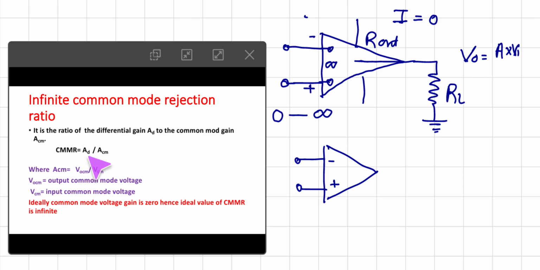So CMRR is the gain with differential input to the gain with common mode, where ACM, the gain, is Vout upon Vcommon mode. Here Vout common mode is the output common mode voltage, and VCM Vin is the input common mode voltage. Ideally common mode voltage gain is 0. Hence the ideal value of CMRR is infinite in case of an ideal operational amplifier.